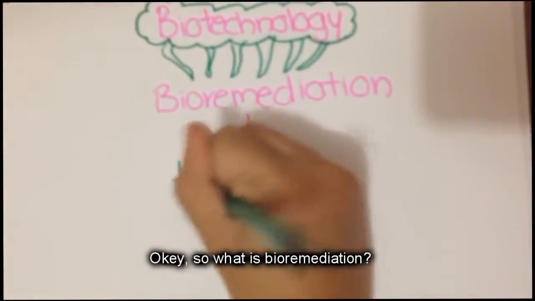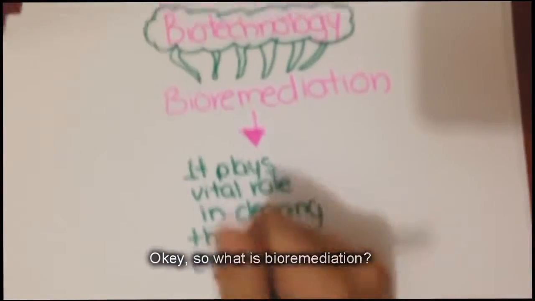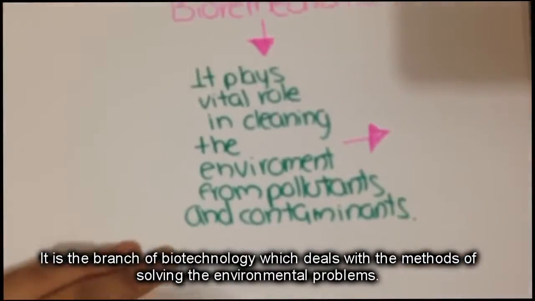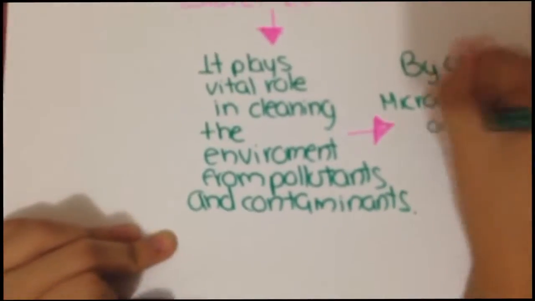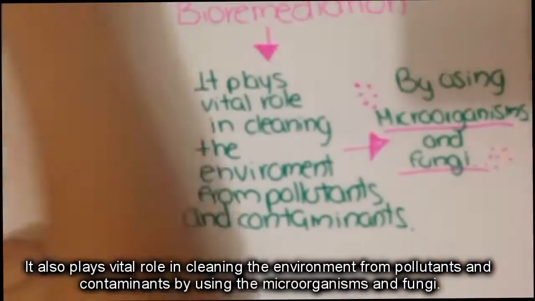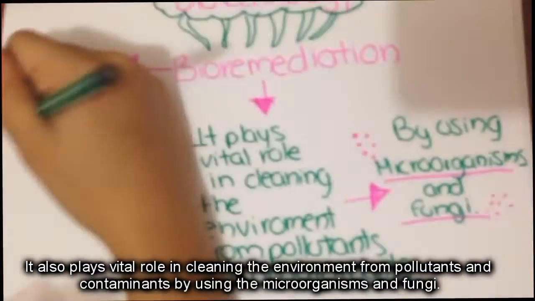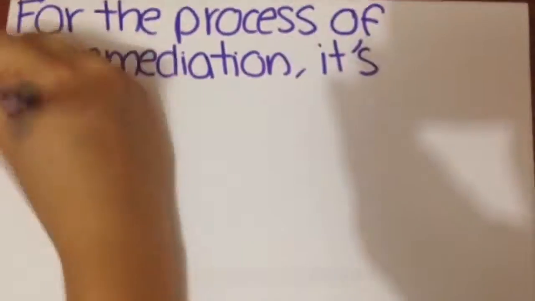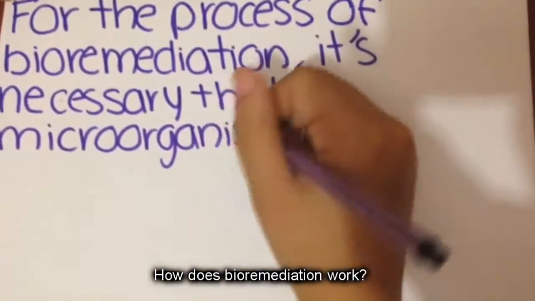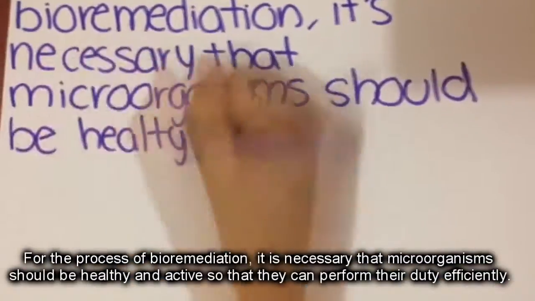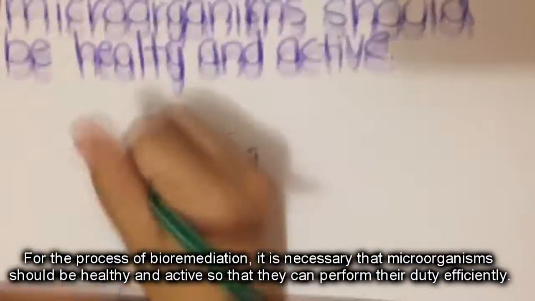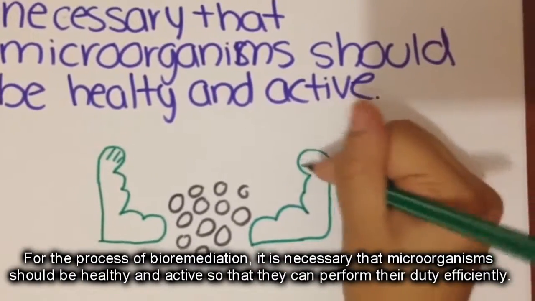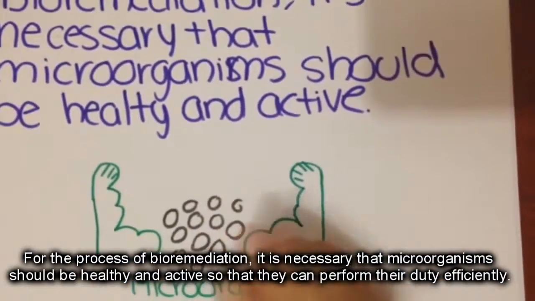Okay, so what is bioremediation? It is the branch of biotechnology which deals with the methods of solving environmental problems. It also plays a vital role in cleaning the environment from pollutants and contaminants by using microorganisms and fungi. How does bioremediation work? For the process of bioremediation, it is necessary that microorganisms should be healthy and active so that they can perform their duty efficiently.